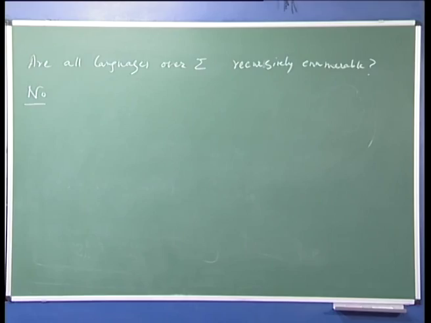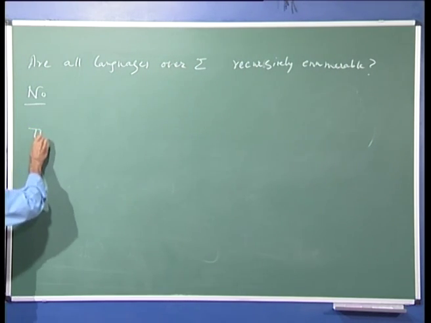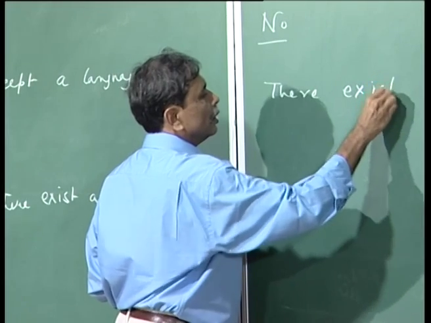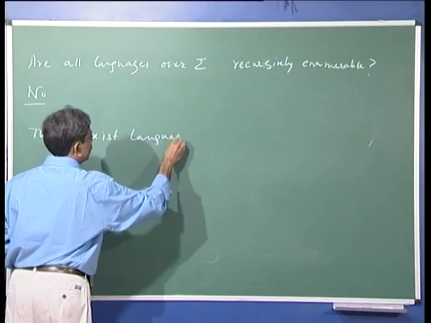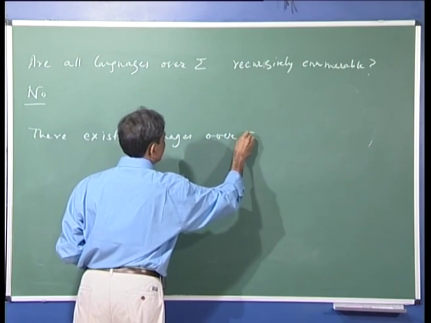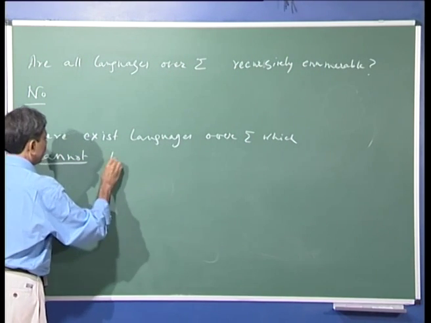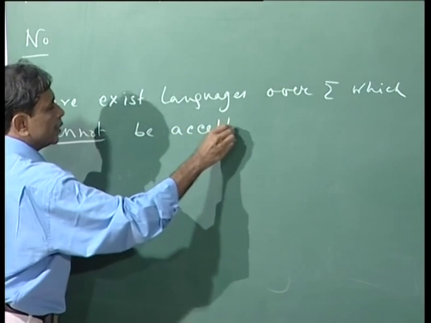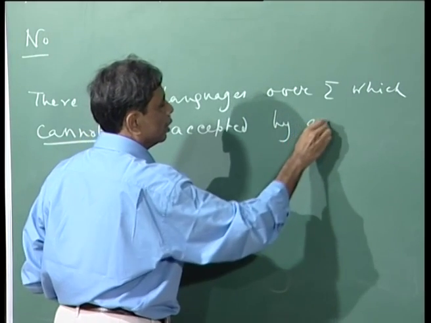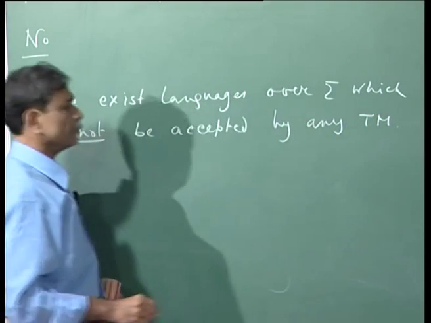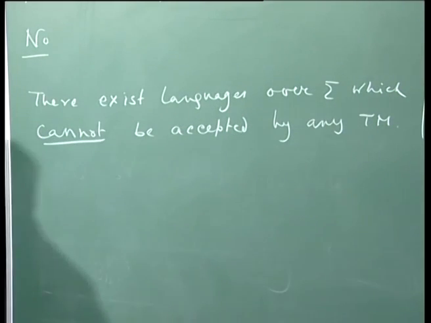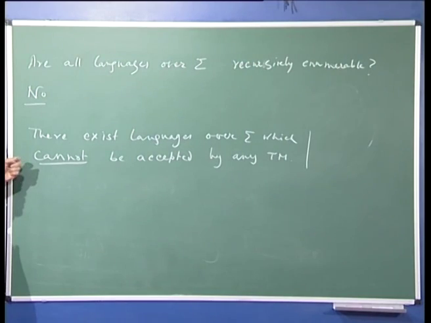So, in other words, what we are saying is that there exist languages over sigma which cannot be accepted by any Turing machine. You can see that if we prove this statement, then we have proved limitations of what Turing machines can do.